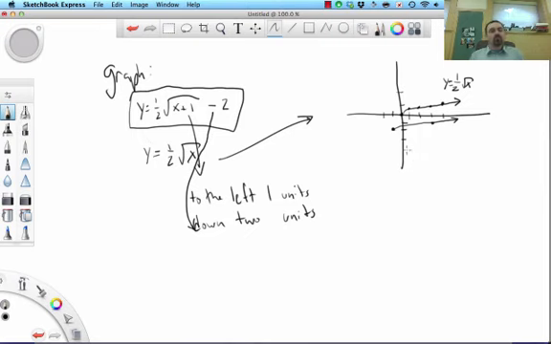Okay. But I've moved it. Okay, so this is kind of a tricky way to do it. We graph a simpler function and then we move the function.